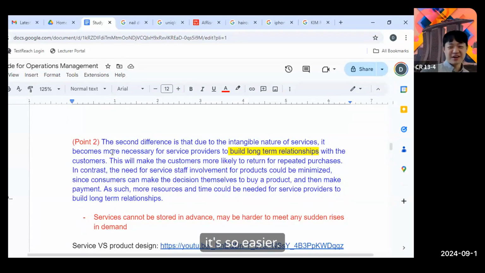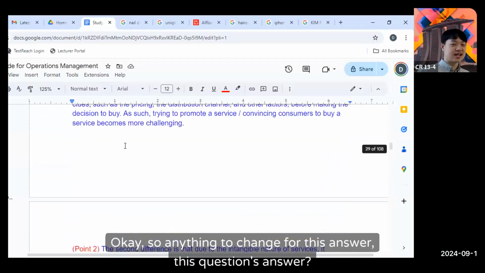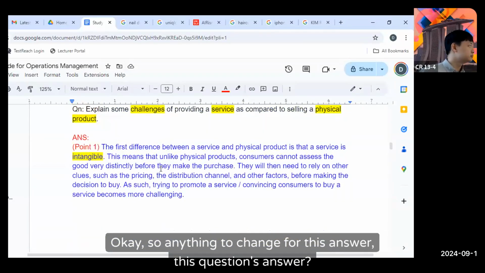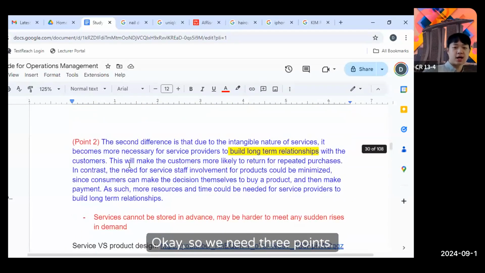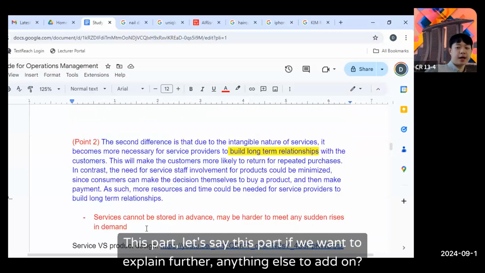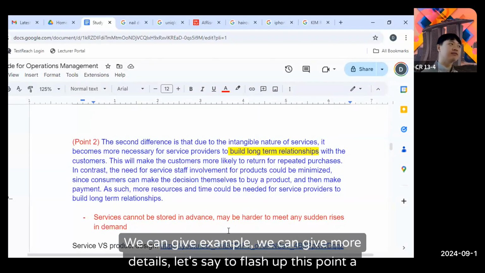It's so much easier. Okay, so is there anything to change for this question's answer? We need 3 points, and this one is given 3 points. If we want to explain this part further, is there anything else to add on? We can give an example, we can give more details, to flesh out this point a bit.